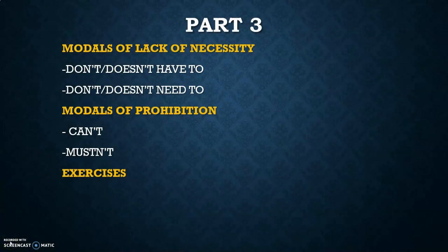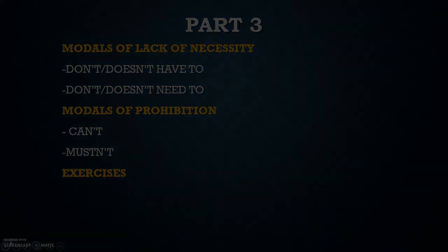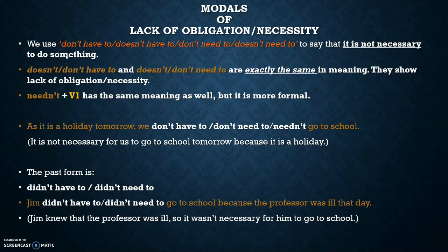Hello again. In part 3, we will talk about modals of lack of necessity and prohibition, and later we will do some exercises. Let's start with modals of lack of necessity or obligation. We use don't or doesn't have to and don't or doesn't need to talk about lack of necessity. In other words, we use these modals to say that it is not necessary to do something.